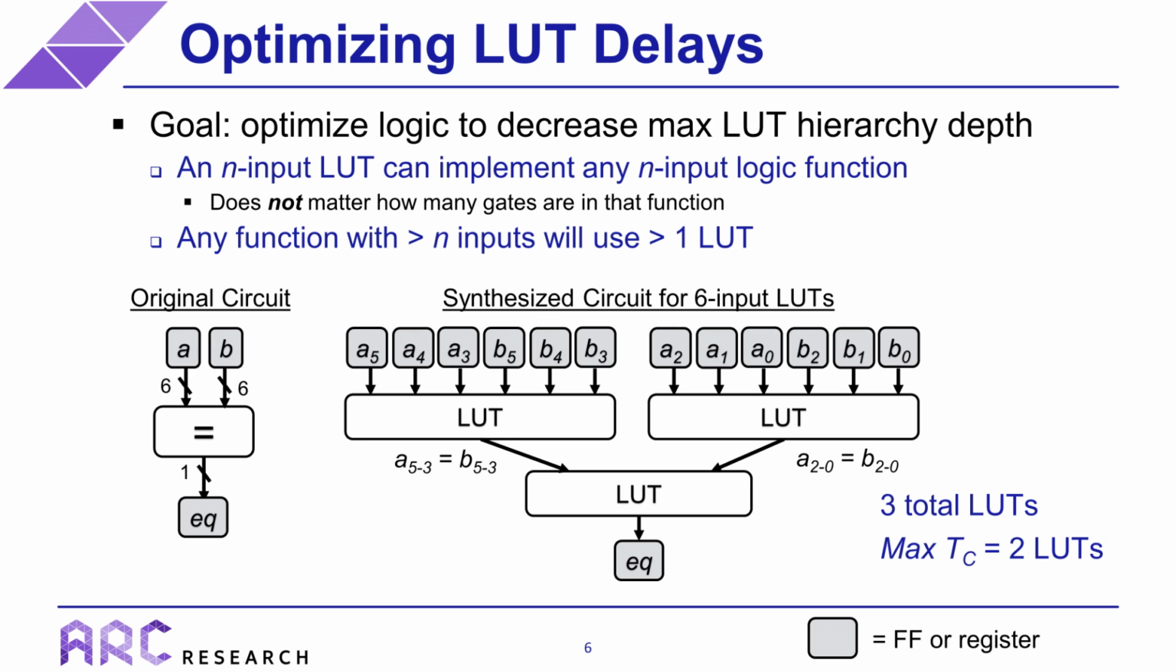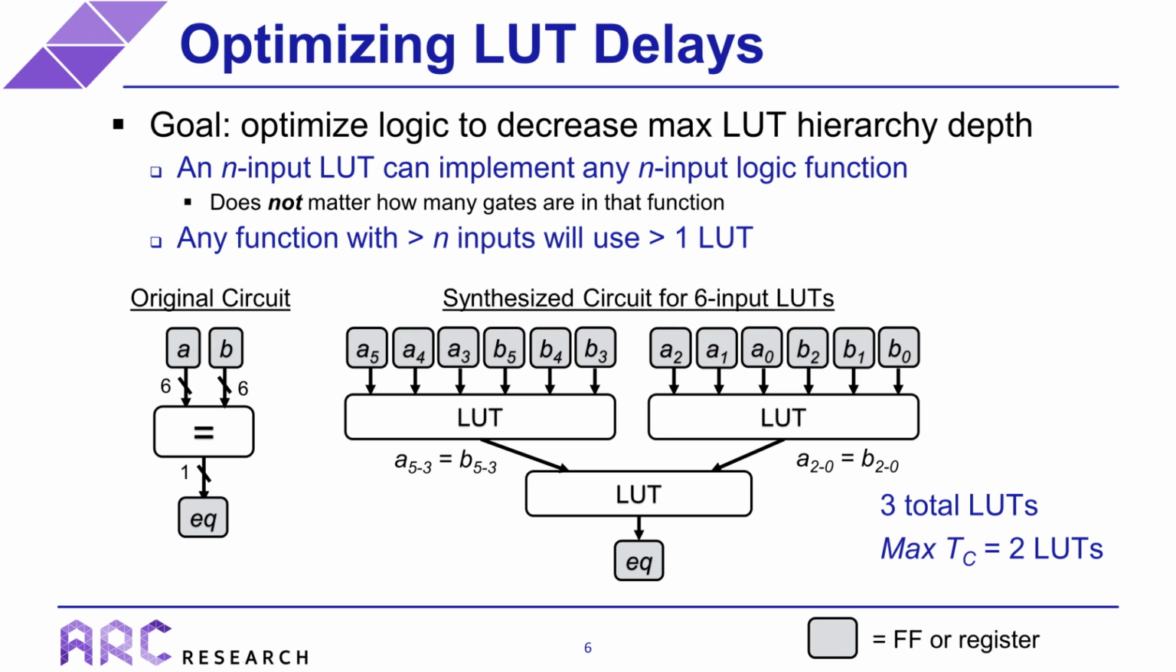All right, so when trying to optimize lookup table delays, our goal is to optimize the logic in our code to decrease the maximum lookup table hierarchy depth. To do this, it is critically important to realize how lookup tables implement combinational logic. So basically, the one rule you have to remember is that an n-input lookup table can implement any n-input logic function. So the number of inputs is all that matters, and the number of gates is irrelevant, which can be kind of counterintuitive, especially if you are used to ASIC design. So what this means is that any combinational logic function with more than n inputs is going to require more than one lookup table.